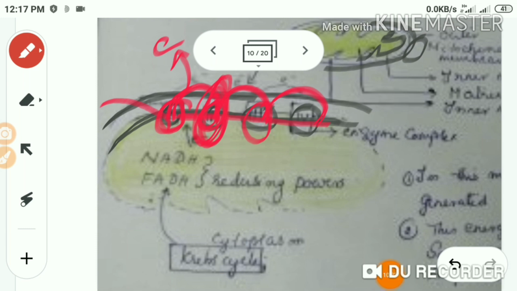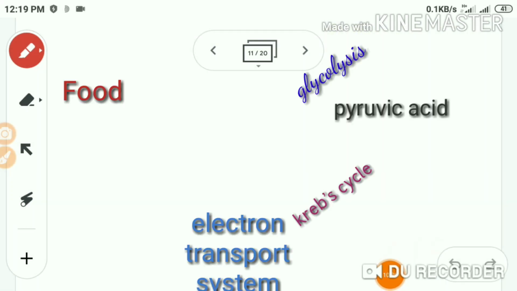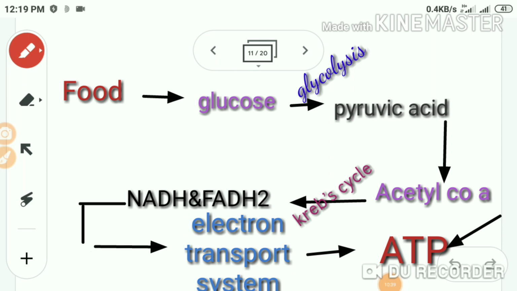Got it? So once more, the food that we consume undergoes digestion, and we get the smaller unit, that is glucose. Glucose is a 6 carbon compound, and it undergoes a breaking down process, and we get a 3 carbon compound called pyruvate. This breaking down from glucose to pyruvic acid takes place in the cytoplasm. Then the pyruvic acid enters the mitochondria, where it undergoes a breaking down process known as the Krebs cycle.